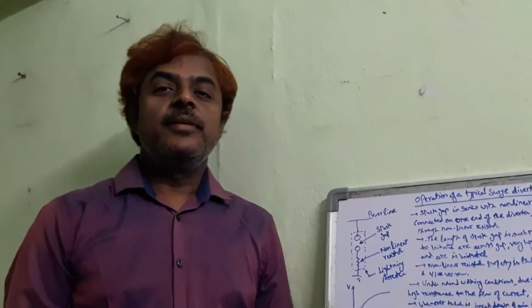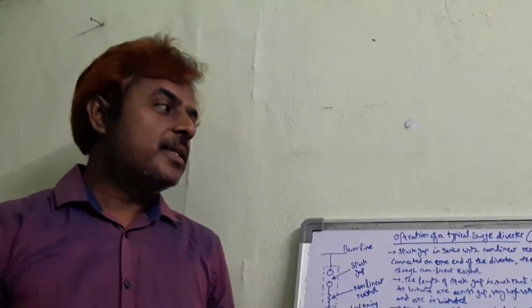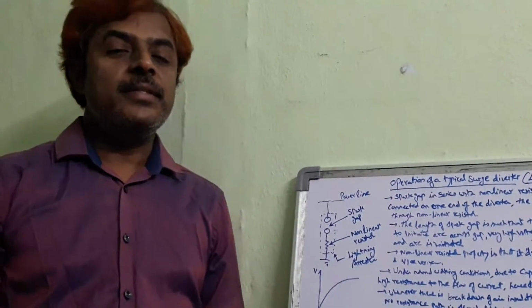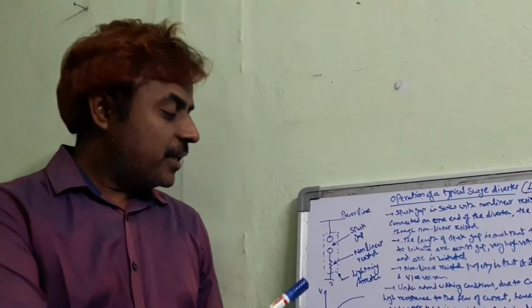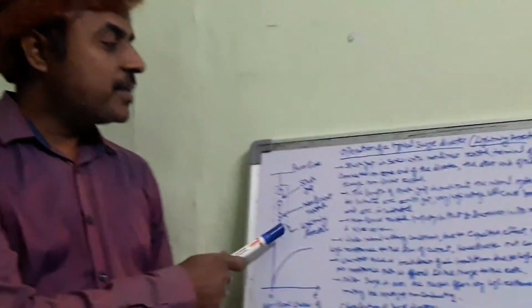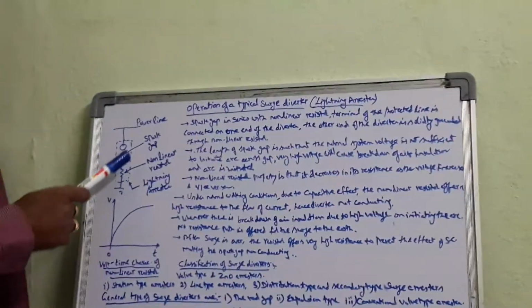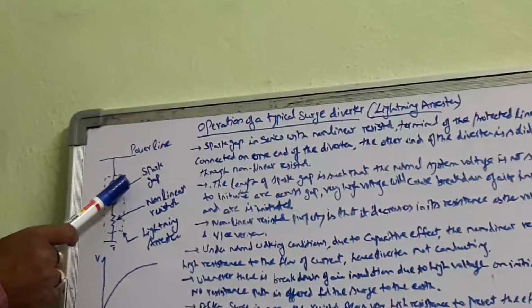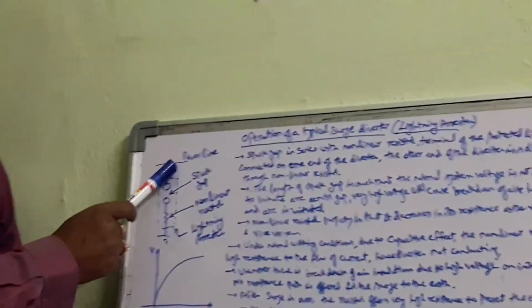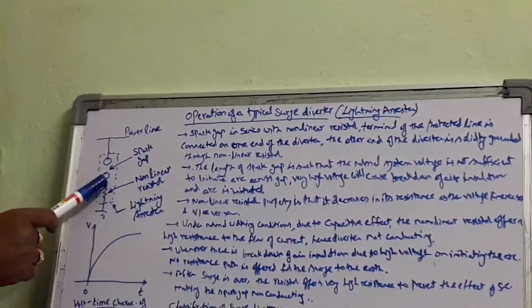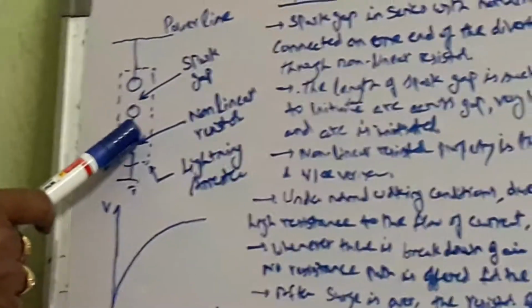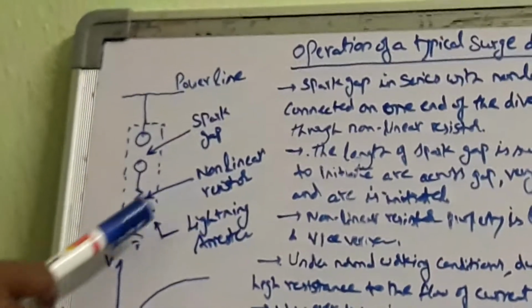Today we are going to discuss the operation of a typical surge diverter. The surge diverter is also called a lightning arrestor. A typical lightning arrestor is considered here. As you see in the figure, the spark gap is connected to one of the terminals of the power line, whereas the other terminal of the spark gap is solidly grounded through the non-linear resistor.